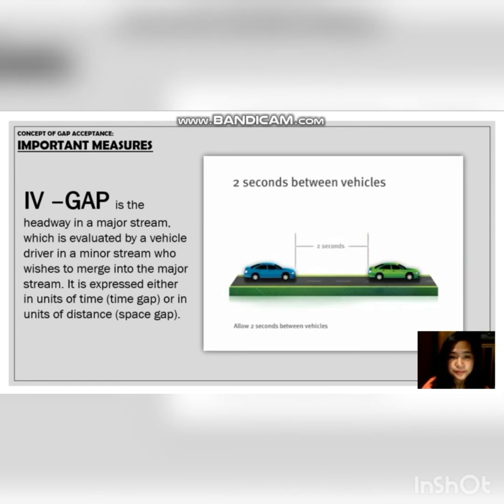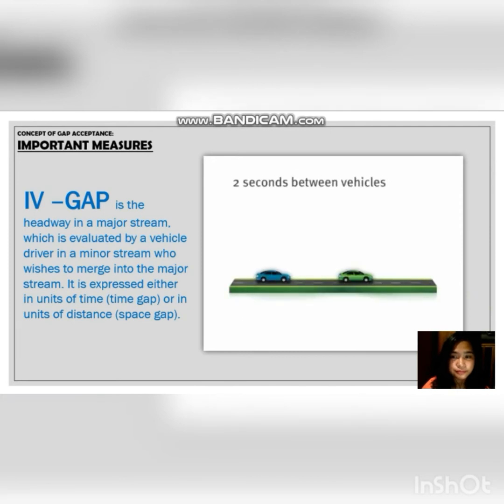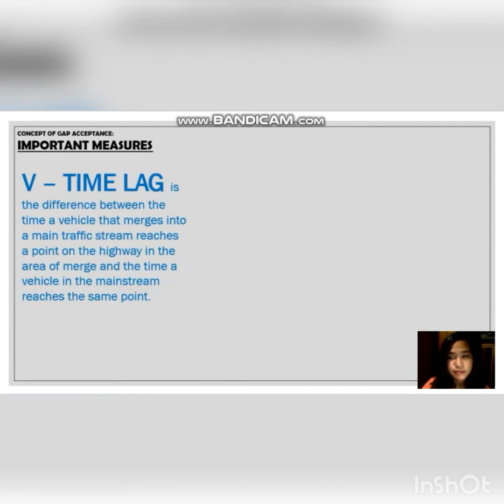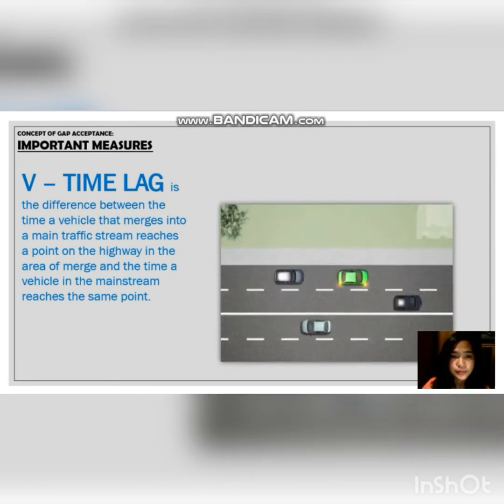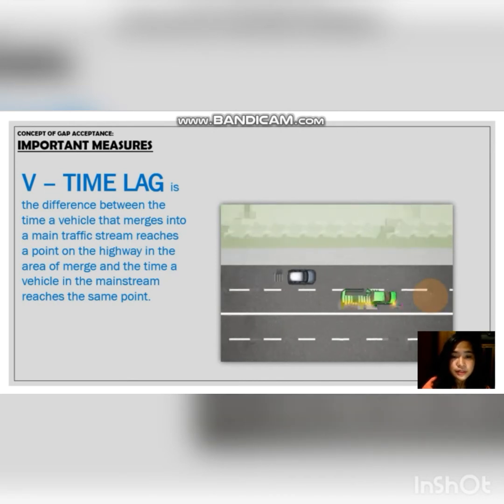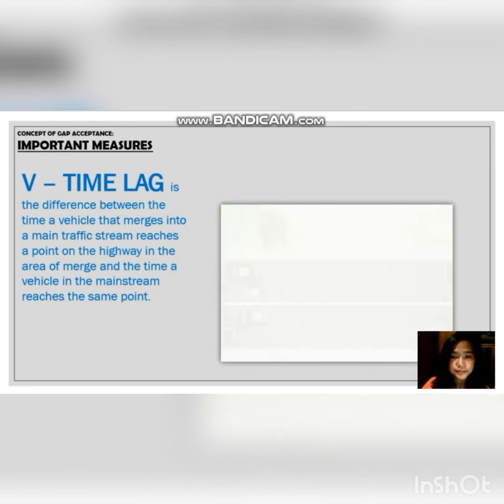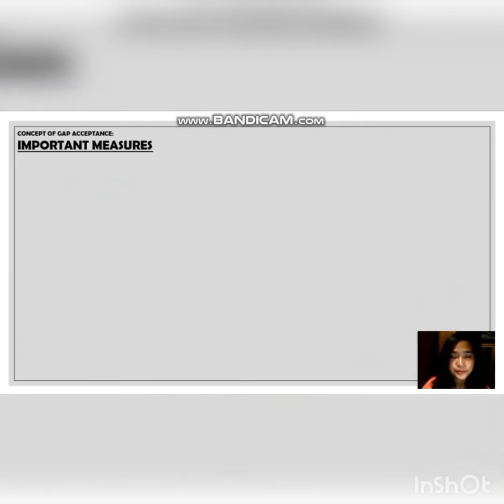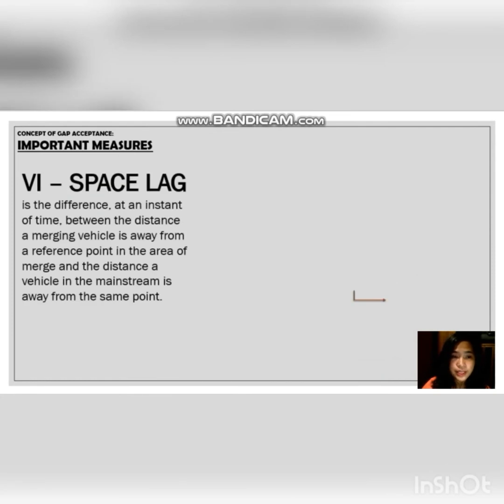It is expressed either in units of time or time gap, or in units of distance or space gap. Next, we have the time lag. It is the difference between the time a vehicle that merges into the main traffic stream reaches a point on the highway in the area of merge and the time a vehicle in the mainstream reaches the same point.